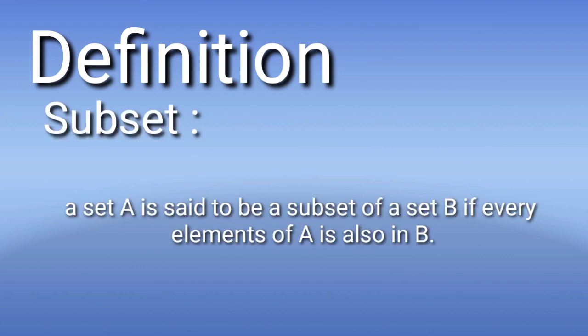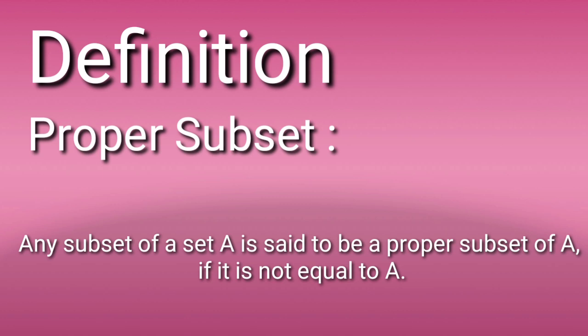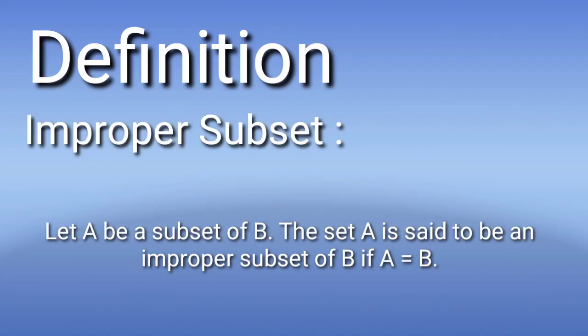Subset: set X is said to be a subset of a set Y if every element of X is also an element of Y. Basically, it is called a subset of a set. Proper subset: any subset of a set A is said to be a proper subset of A if it is not equal to A. Improper subset: let A be a subset of B. The set A is said to be an improper subset of B if A is equal to B.